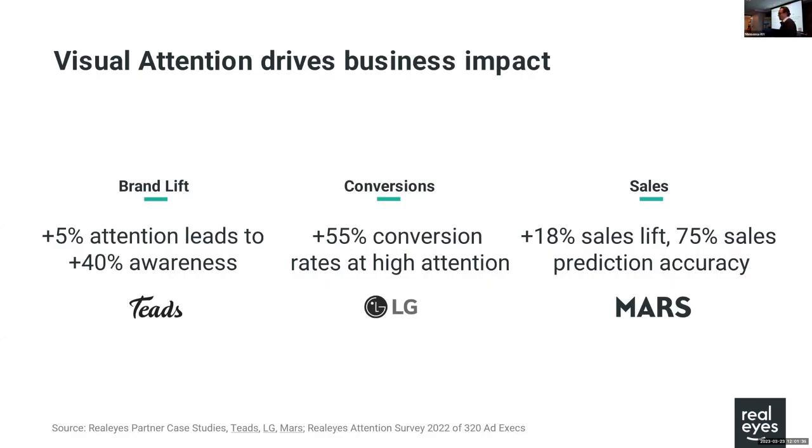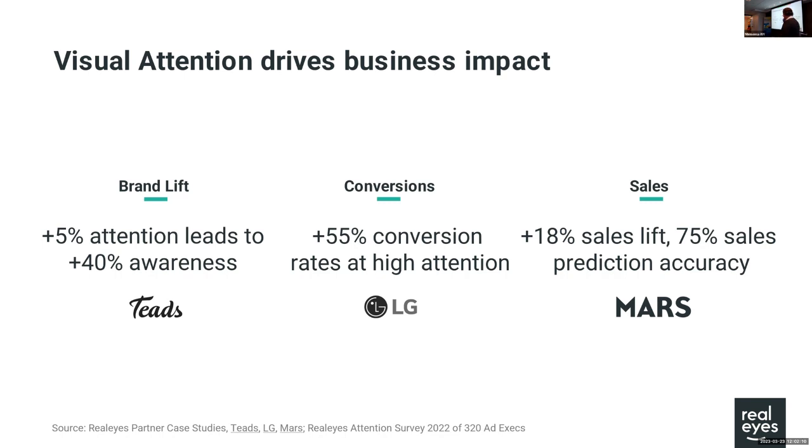So visual attention drives business outcomes. These are some of our partners who have publicly shared data around our visual attention measurement with them. So TEEDS, it's a big digital media company. They power a lot of the advertising on all the premium websites that you all use, like New York Times or CNN. And a 5% increase in the attention to the ad creative tends to lead to a 40% increase in brand awareness on their platform.